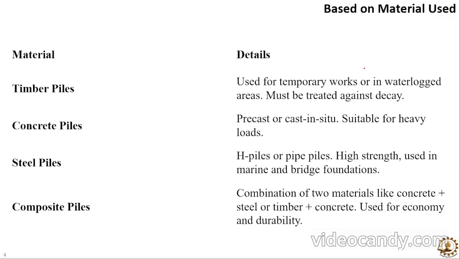Now, based on the material, we can classify piles. Generally, in piles we use materials that are basically timber, it may be bamboo for micropiles, it may be concrete, steel, or composite. That means it may be a combination of concrete and steel. So depending on the material, we can classify piles as timber piles, concrete piles, steel piles, and composite piles.